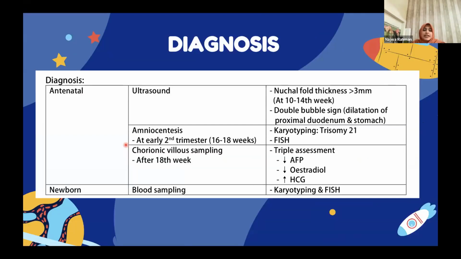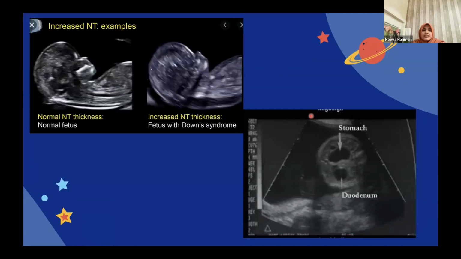Okay, the next one, how to diagnose Down syndrome. Down syndrome can be diagnosed antenatally using ultrasound, when we look at the nuchal fold thickness as well as the double bubble sign. In this picture, this shows normal nuchal fold thickness, and this one is the increased nuchal thickness in a patient on ultrasound. This one is the double bubble sign, which indicates duodenal atresia that may be one of the clinical features for trisomy 21 patients.